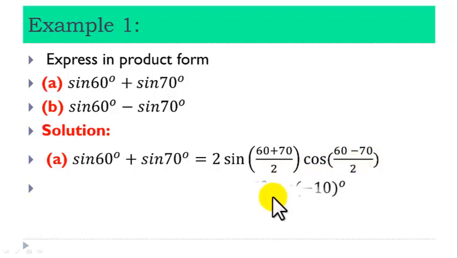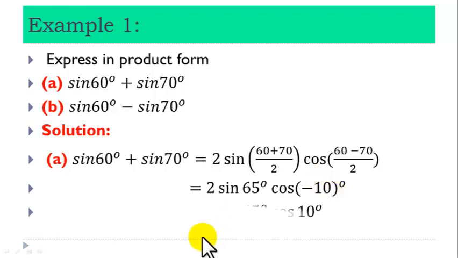And this will give us 2 sin 65 degrees. 60 plus 70 over 2 is 65. Cos of (60 minus 70) over 2 is cos of minus 10. But cos minus 10 is equal to cos 10. So this is equal to 2 sin 65 degrees cos 10 degrees.